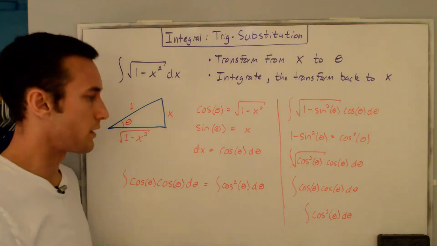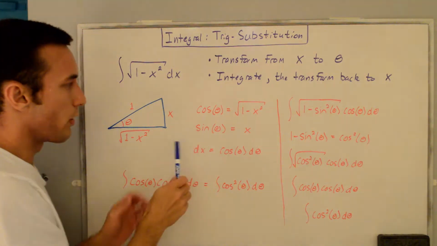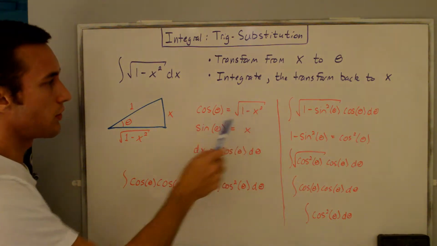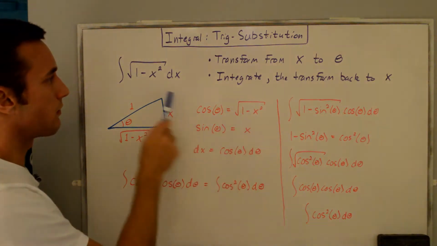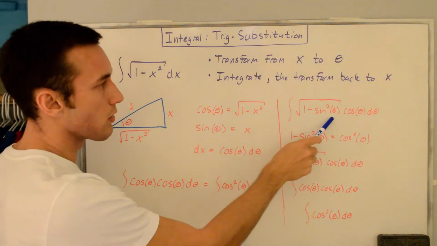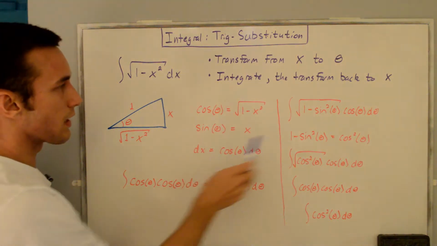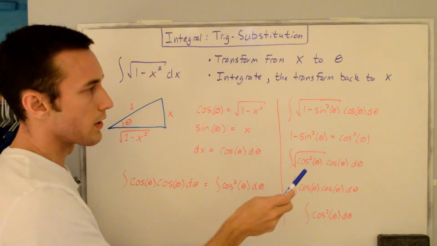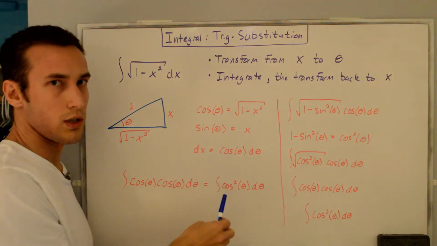Note that we could also have reached this conclusion here by not worrying about doing the cosine theta term and just using the sine theta term. So you can see that we could plug in sine theta for x, so we get the radical of 1 minus sine squared theta, and then still we have this dx is cosine theta d theta, and we'll note from the trig identity that sine squared theta plus cosine squared theta equals 1.